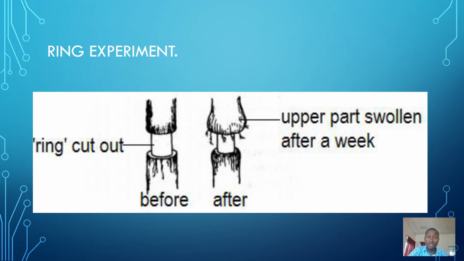And this implies that cutting off the bark interrupted the movement of food from the source, from the leaves down to the roots. So food kept on accumulating on the upper part, causing it to swell. So that is the ring experiment.